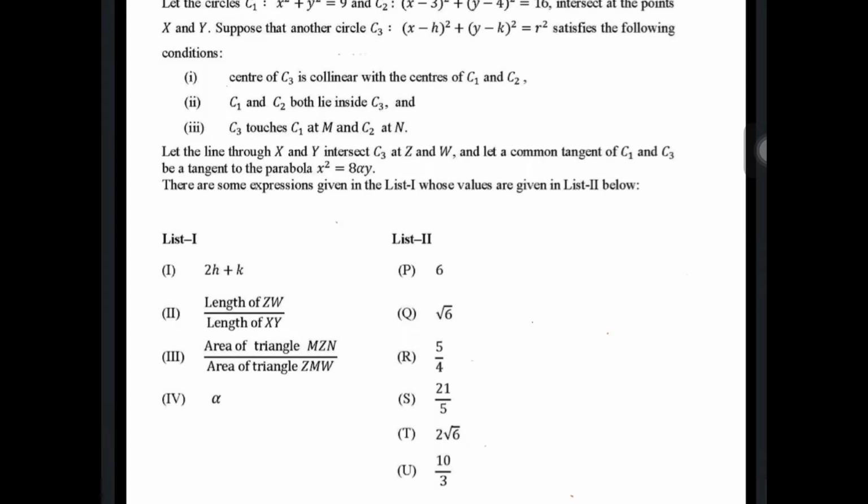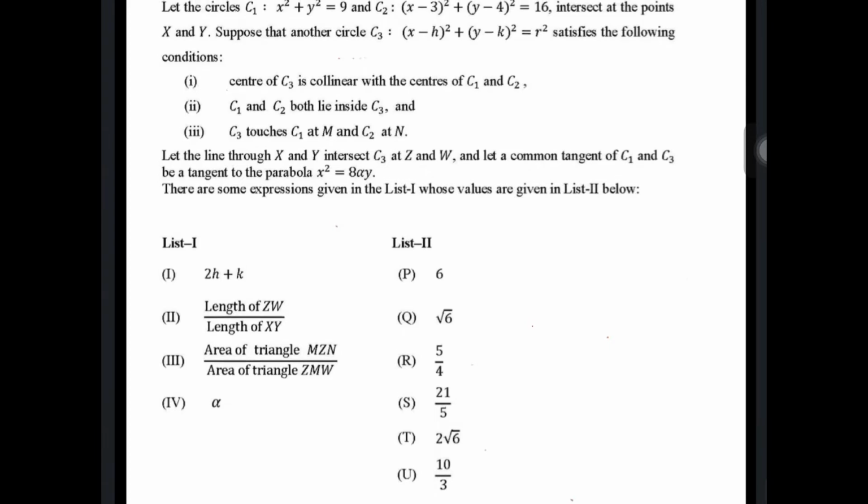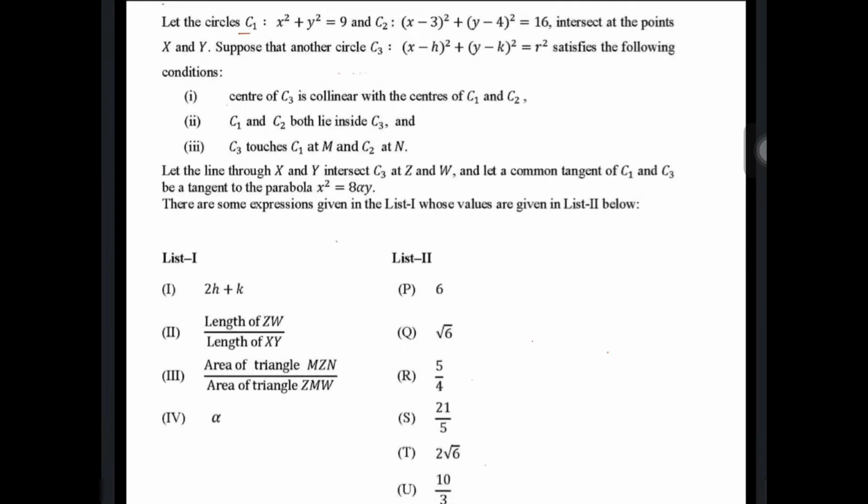and U. So we have been given two circles, C1 and C2. The equation is given. So the radius of C1 is under root of 9, which is 3. Radius of C2 is under root of 16, which is 4. And the radius of circle C3 is r. Also it is given that C1 and C2 intersect at X and Y.